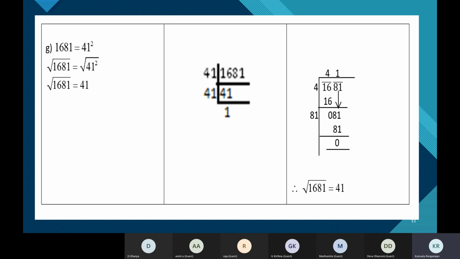But 49 will not work, because if it is divisible by 49, it should have been divisible by 7. So 49 is not possible. It should be 41 only. So if you try 41, it will be divisible. So 41 into 41 is 1681, 41 ones are 41.